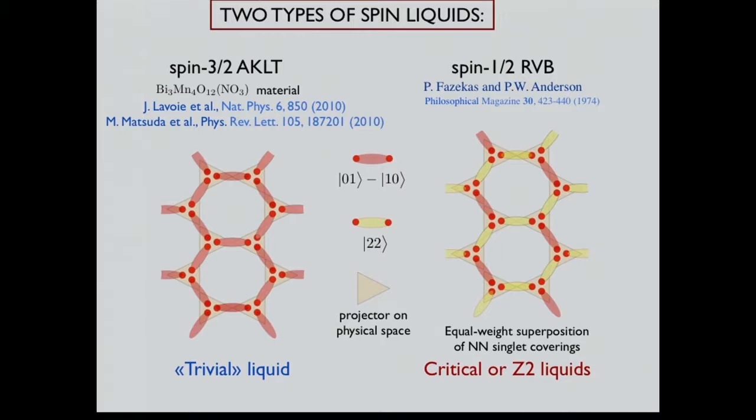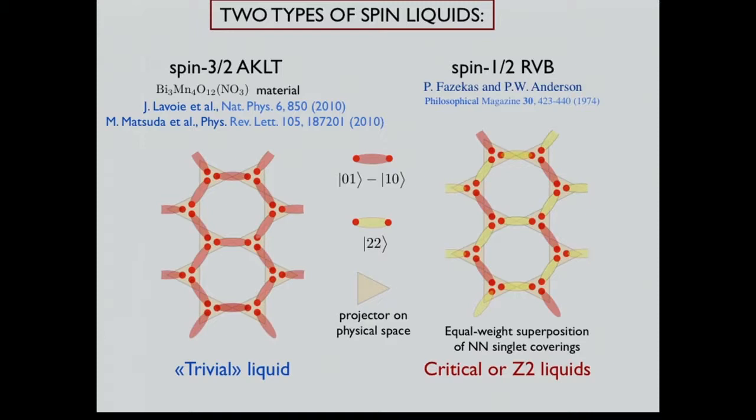So the PEPS construction for the RVB, so what is the RVB first? The RVB is basically considering that every spin 1/2, so now these are spin 1/2, every spin 1/2 on the site is actually part of a dimer. Okay, so on every site, there is a dimer. So there are dimers between all the sites of the lattice. And the RVB is just a linear superposition of all of them with the same weight. So this is an equal weight superposition of these nearest neighbor singlet coverings. And it turns out that on this bipartite lattice, it is critical. Okay, so it has long-range dimer-dimer correlation, although it has short-range spin-spin correlation.